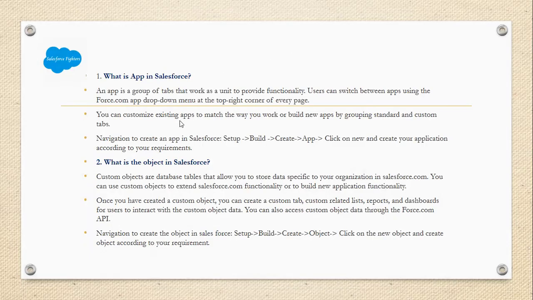You can customize the existing app to match the way you work, or build a new app by grouping standard and custom tabs. Navigation to create an app in Salesforce: Setup, Build, Create, App. Click on New and create your applications according to your requirement.